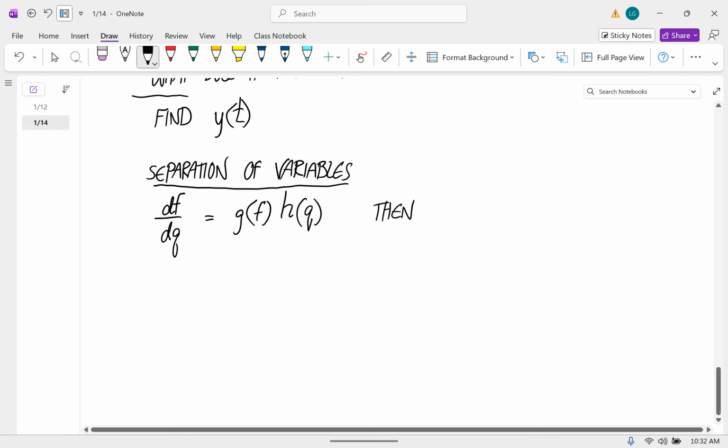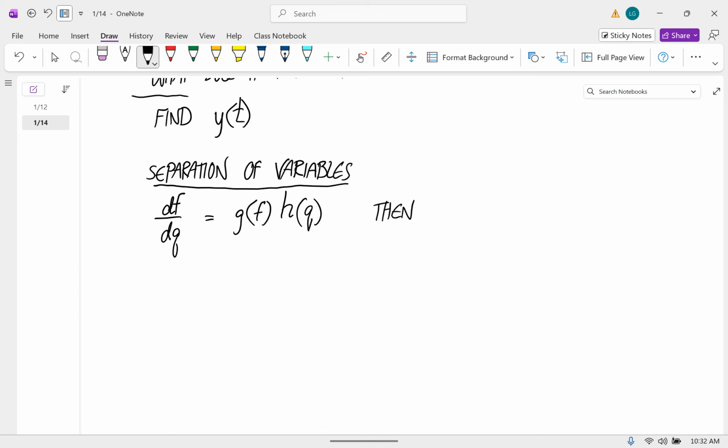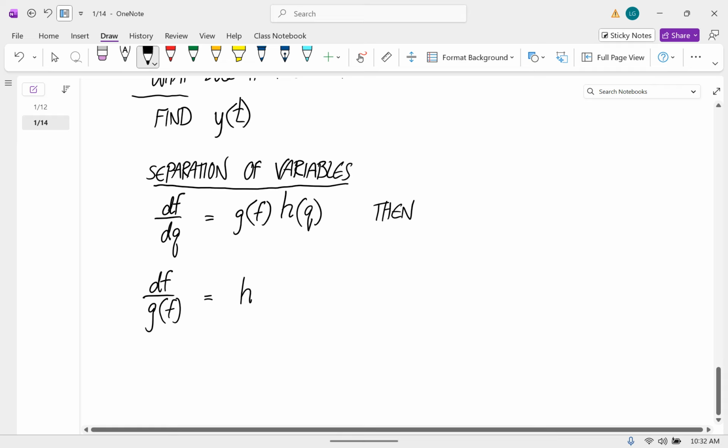So the way you solve this is you get df over this function g of f is equal to h of q times dq. And now you can see those sort of naturally lend themselves to taking integrals, so you can integrate both sides and come up with an expression.